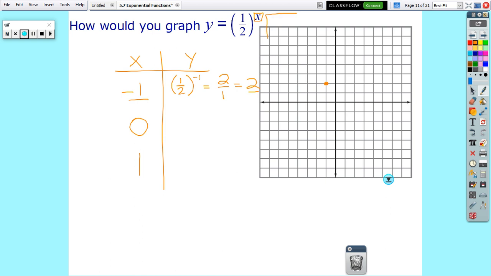And again, there's nothing being added after here, so we know that our asymptote is going to be on the x-axis. We do 1/2 to the 0 power, we get 1, so we're going to plot 0, 1. And if we plot 1/2 to the first power, that's the same thing as 1/2, so we're going to plot 1, 1/2.